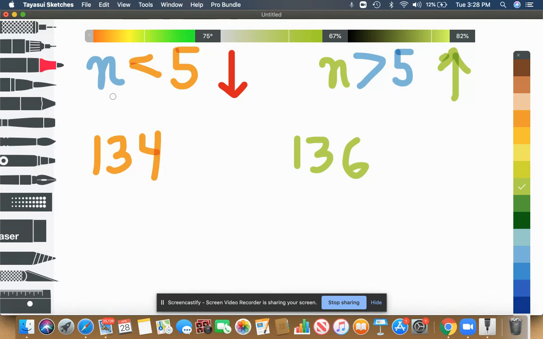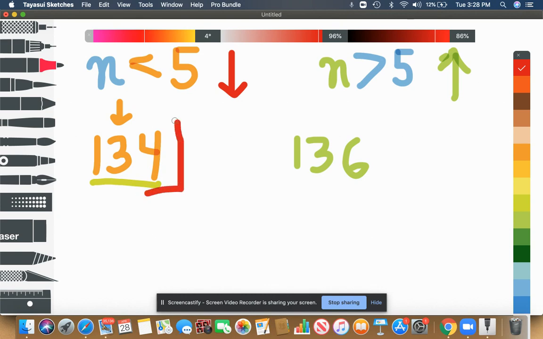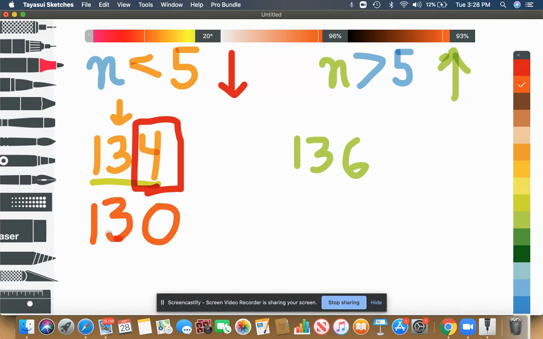Now, remember, if the number you're looking at is less than 5, you're going to round down. If the number you're looking at is greater than 5, you're going to round up. What do I mean by that? Well, let's say we're going to round a number like 134 to the nearest 10. So I'm going to be rounding this digit. That means I look at my ones digit. My ones digit is less than 5. That means I round this number down. So instead of rounding it up to 140, I round this number down to 130, the nearest 10.